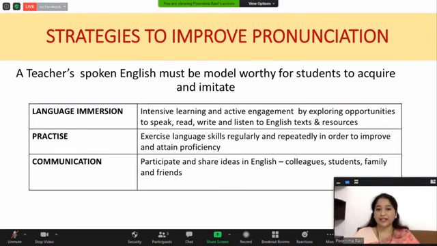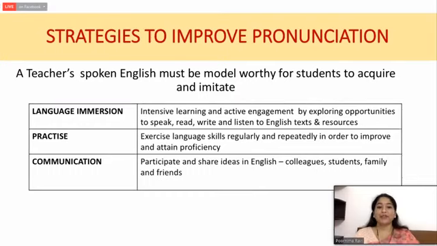There are three strategies that have worked for all age groups. One is the language immersion strategy, where you immerse yourself with the language in all forms. So there's intensive learning and active engagement in speaking, reading, writing, and listening of English texts. So you go out of your way to read a lot of English books, to listen to a lot of English material, maybe or probably on TV. So you immerse yourself, you create an environment which has a lot of exposure to English.